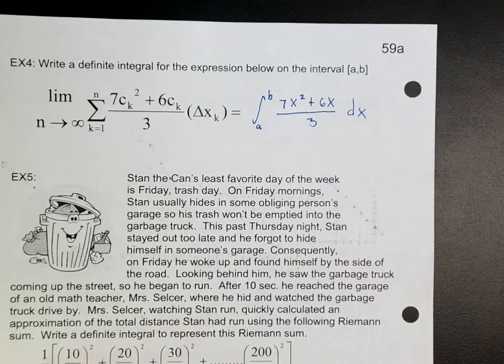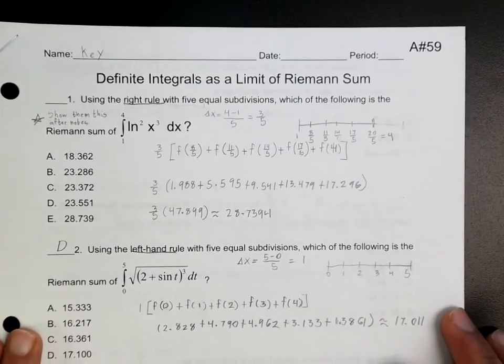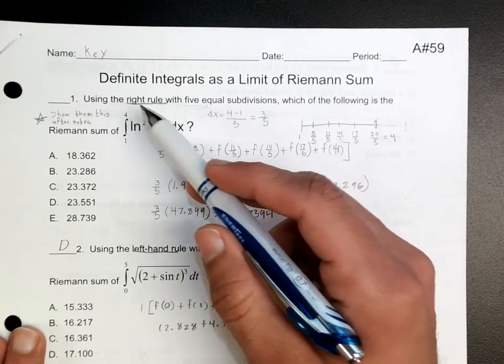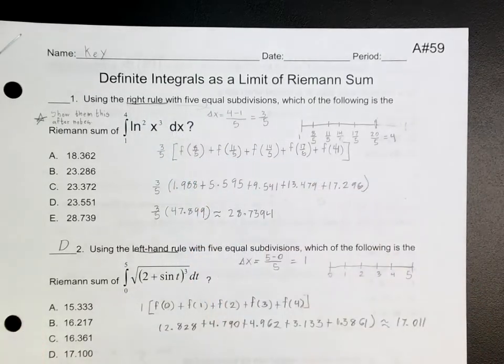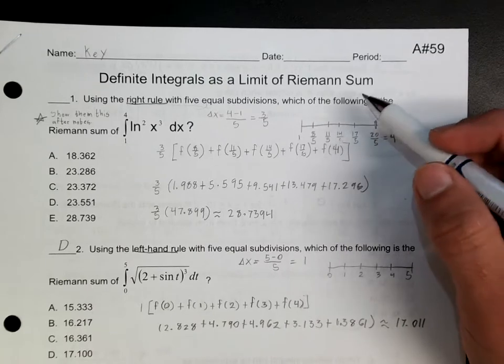We're not going to do this example 5, but we will take a look at one from your homework just to quickly talk about it. I'm not actually going to write it down, but I wrote it down ahead of time. This is 59 homework. On this one right here, they're asking you to use the right rule, so you're actually doing the right endpoint. Same thing as always. You can graph it if you want to, but it's just going to take you more time.